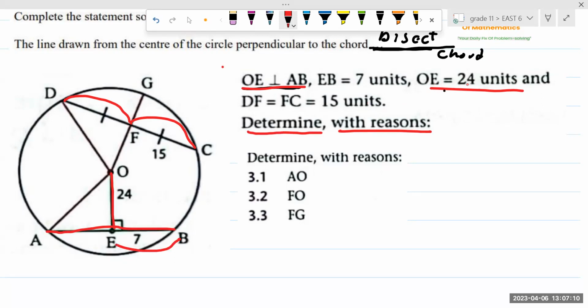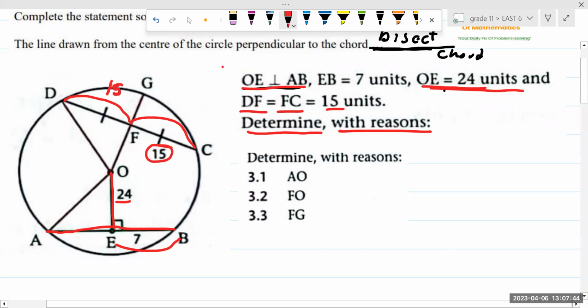And then I'm just checking if whatever is said in the statement is also on the diagram here. We are told this one here is 24, so it's there. And then we're also told that DF is equal to FC, which is equal to 15 units. As you can see here, 15 units is written this side, but it's not written this side. So I will put the 15 also here to say this is also 15 because it's given. It's written in the statement, it's not shown on the diagram here. So that is going to be the first thing that I'm going to do.